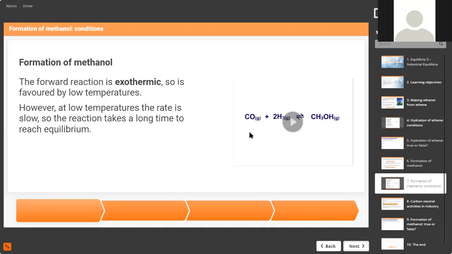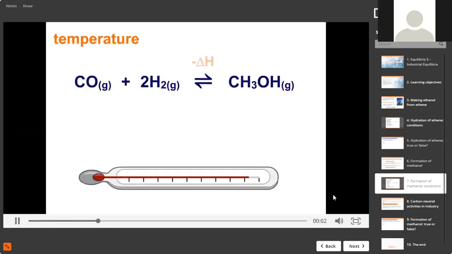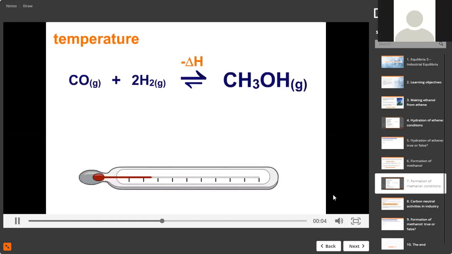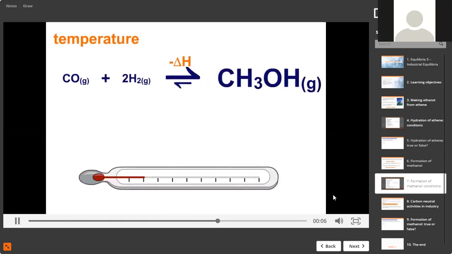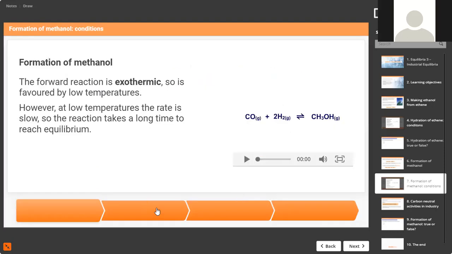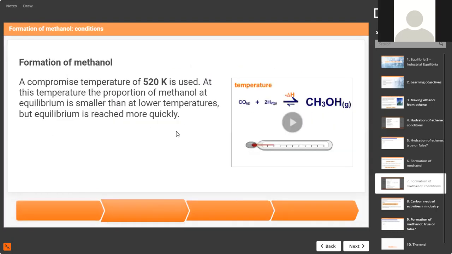Our forward reaction is exothermic. So again, like the formation of ethanol, it is favoured by lower temperatures. However, at low temperatures, the rate is really, really slow, so the reaction takes a long time to reach equilibrium. Low temperature, we get a high yield, but then it takes ages. High temperature, lower yield, but it doesn't take so long. So we come up with another compromise temperature. This time it is 520 Kelvin.